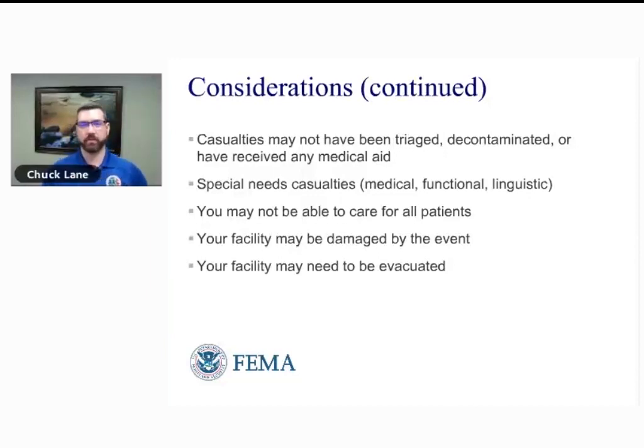How are you going to move them? Where are you going to take them? Do you have an alternate care site established? How are you going to move them, especially with other things tied up? You don't have ambulances, you don't have buses maybe, so the evacuation planning is something that absolutely needs to be considered in your mass casualty incident planning for natural disasters.